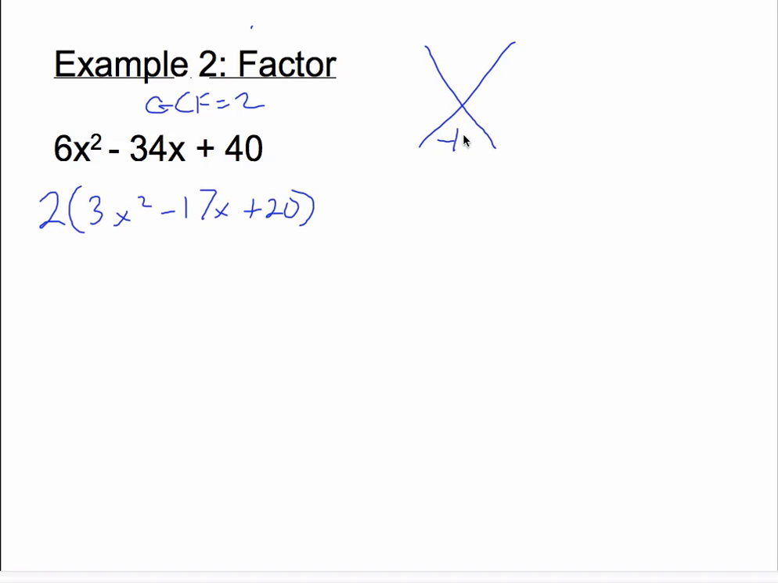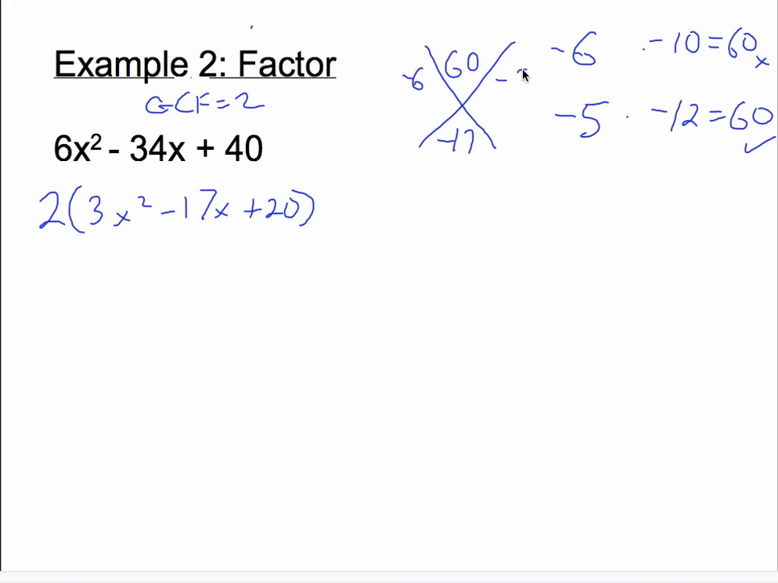So they have to add to give you -17, and multiply give you 60. So things that multiply give you 60, 6 times 10. Now we need negative numbers in this case because they have to add to give you -17. So maybe -6 times -10, but they don't add to give you -17. So I can try as well -5 and -12, which is +60. They do add to give you -17. So these are the numbers I'll use.